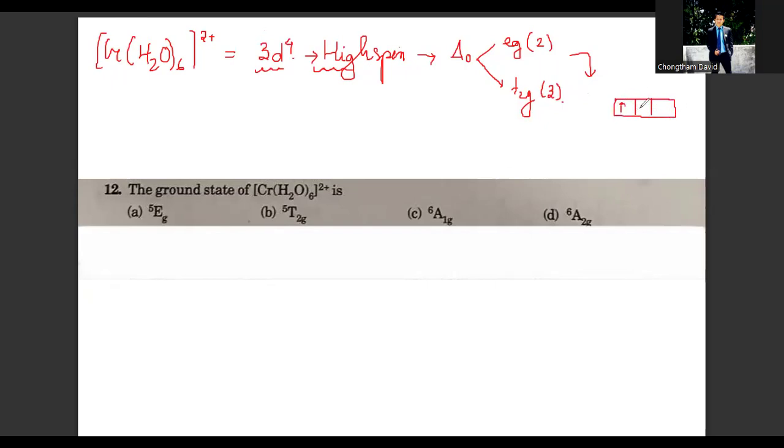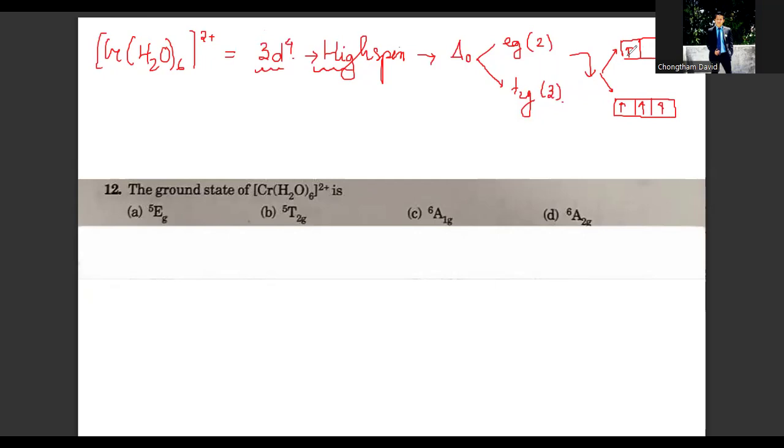T2g has 3 electrons in the ground state. In such a manner, we have 3 electrons distributed out of this d4 configuration, and 1 electron will occupy the eg orbital. That is, this is already split. The d orbital is split into 2 sets, eg occupying the higher energy states, and out of this d4, 1 has already been excited here. So this is the way electrons are arranged according to Hund's rule. So thus there will be 4 unpaired electrons in total.